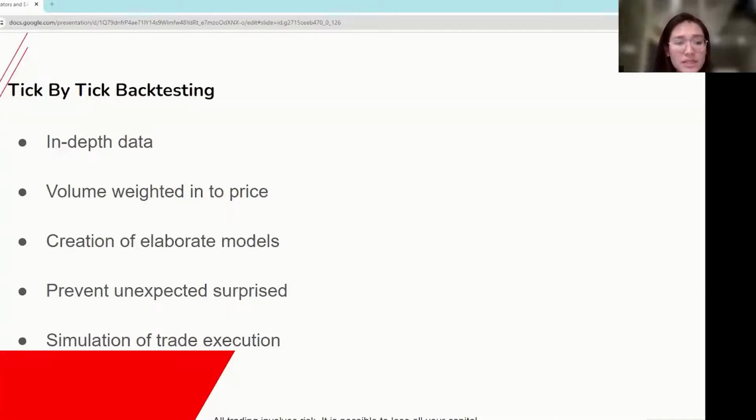So what is tick by tick backtesting? It basically uses in-depth data and volume weighted into price. It involves creation of elaborate models, it prevents unexpected surprises, and it also simulates your trade execution.